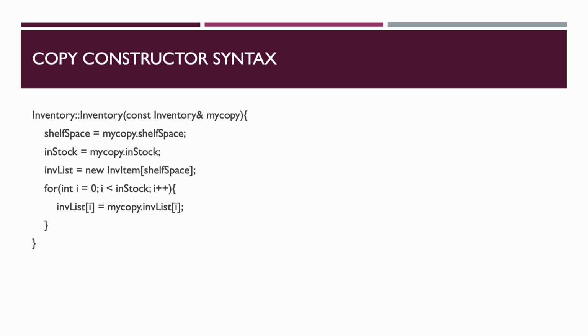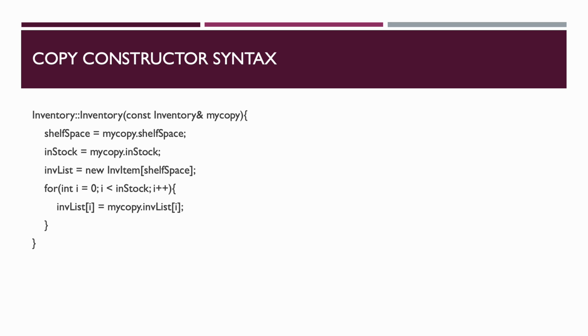Inv list equal to new inv item, shelf space. Now here inv list is a dynamically allocated array, so we create a new array with the same size as my copy dot shelf space. This ensures that the new object, this, has its own separate memory, avoiding shallow copying. Copying the contents of the array.